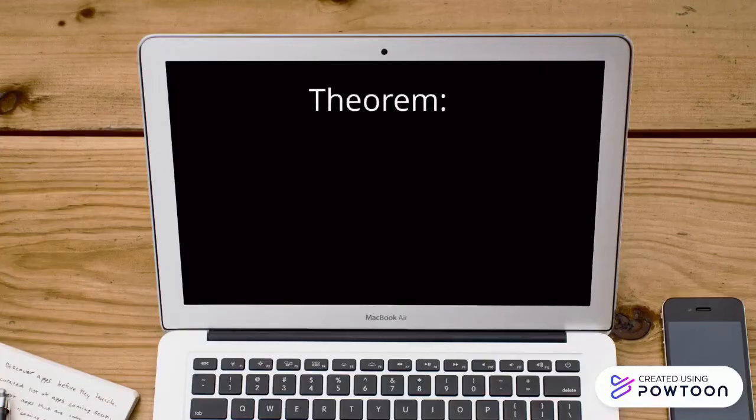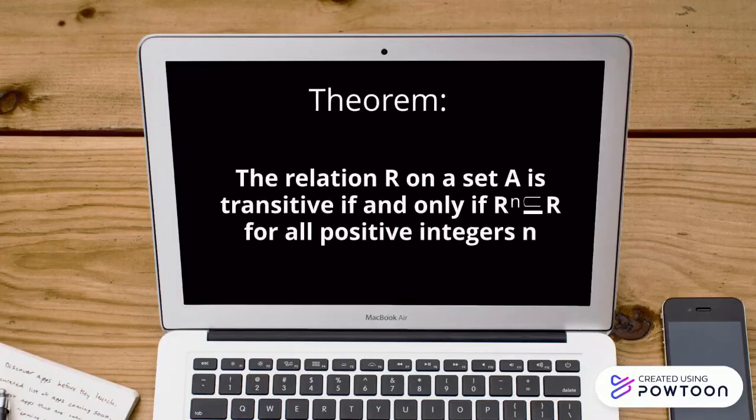Now let's look at the theorem. The relation R on set A is transitive if and only if R to the power of n is a subset of R for all positive integers n.